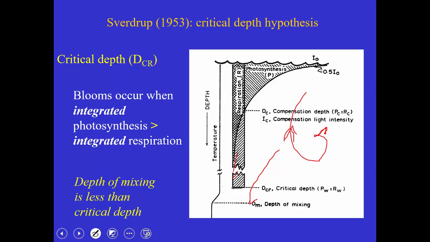And the area of the losses, the respiration, is greater than the area of the photosynthesis. And so the summed up losses will be greater than the summed up rates of primary production or photosynthesis. So there can't be a bloom.